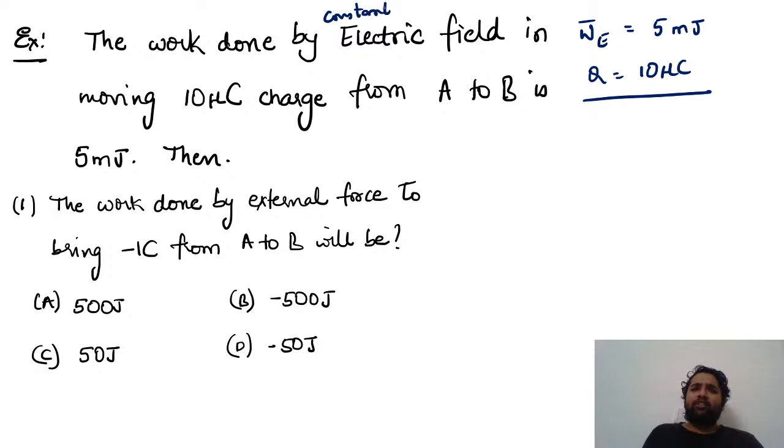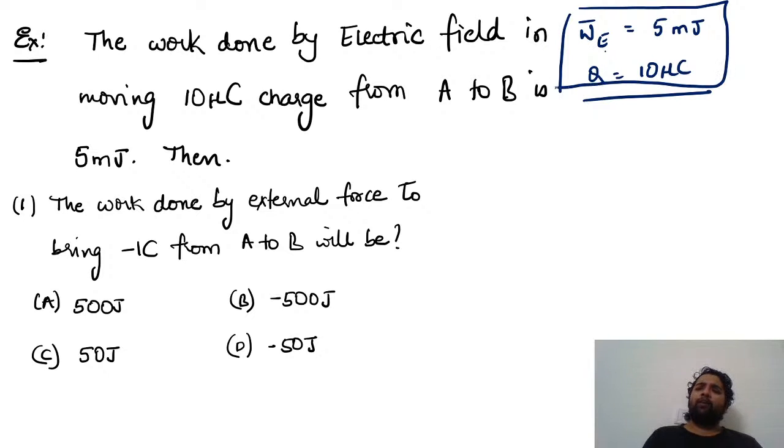We'll take this as constant because it is tough to integrate the whole thing, or we can do that also. It's not a big deal. Work done is this much, and Q is 10 microcoulombs. Even without that, we can solve; not that we need this. So work done is 5 millijoules and charge is 10 microcoulombs.